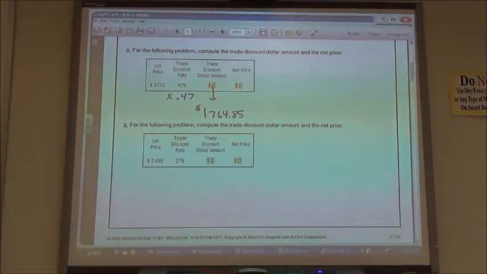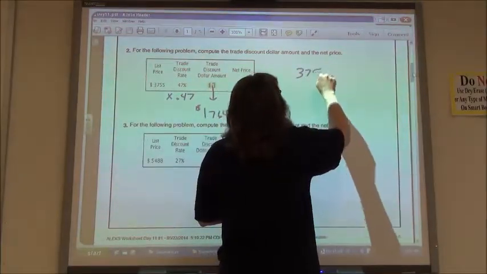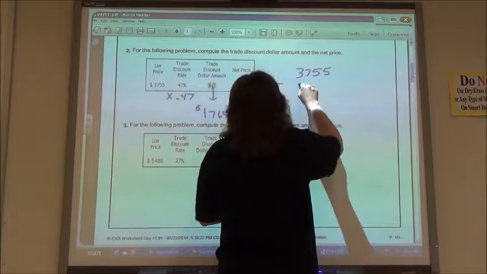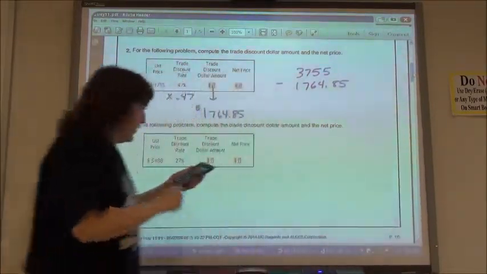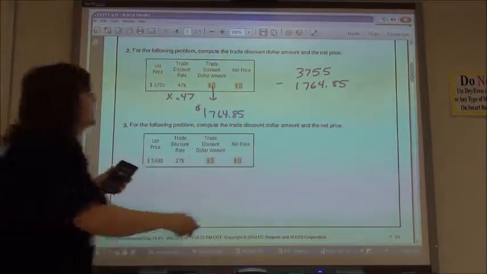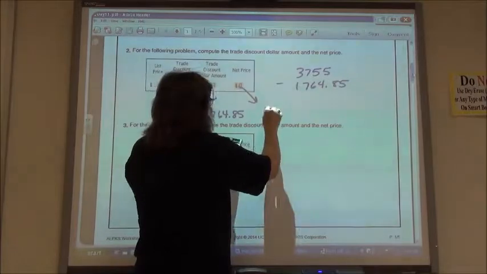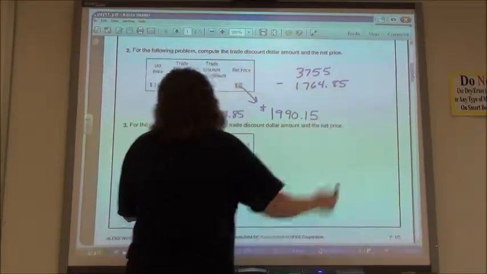If that's my discount, I have to take my list price, $3,755, and subtract the $1,764.85. And so if I do that, $3,755 minus $1,764.85, my net price, the price that I'm actually going to pay for the items, is $1,990.15.